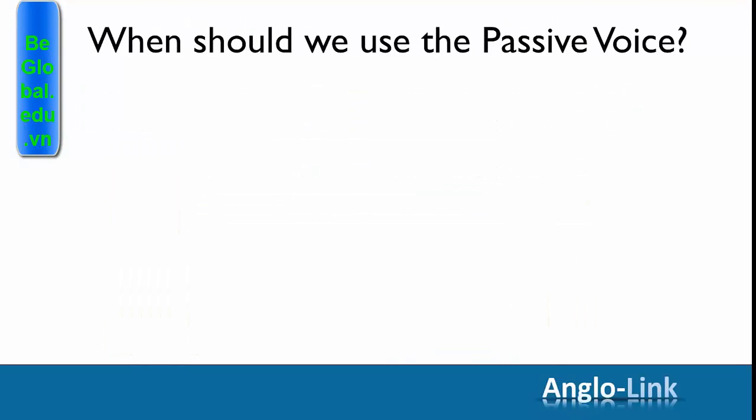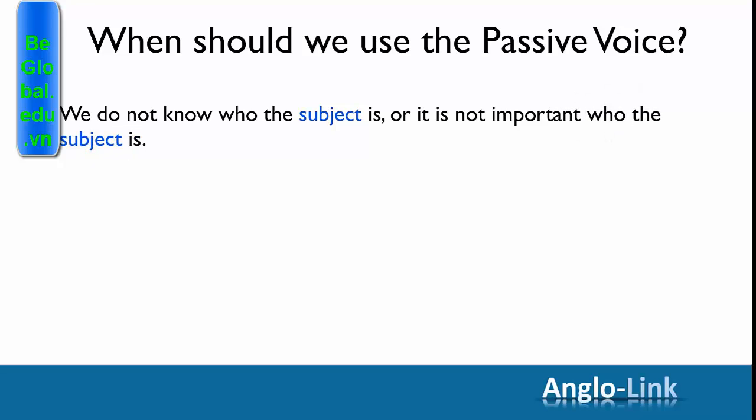Right, let's have a look at when we should use the passive voice. There are two main cases. Firstly, when we do not know who the subject is, or it's not important who the subject is. For example, somebody cleaned the room. The room was clean.